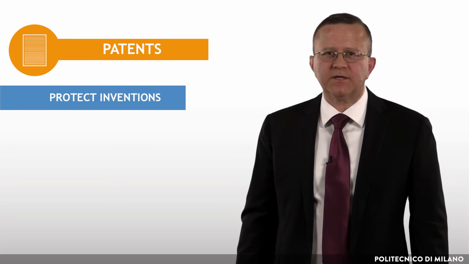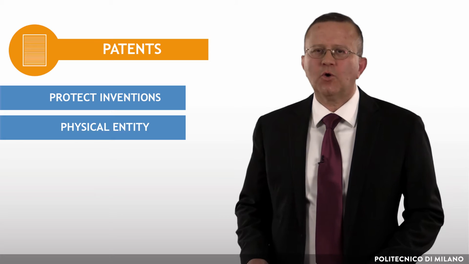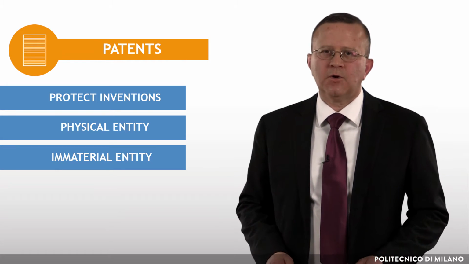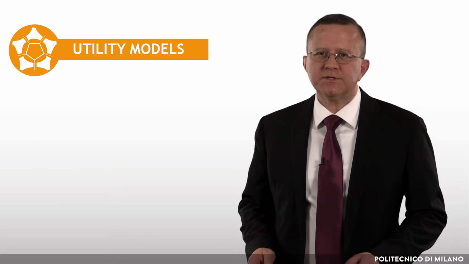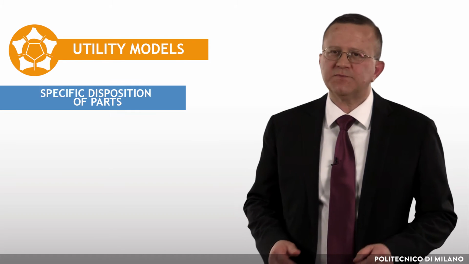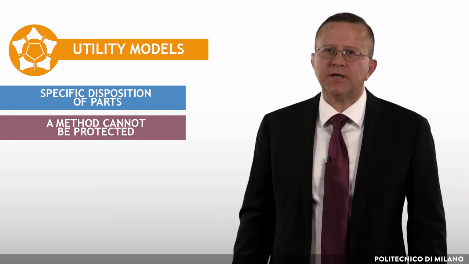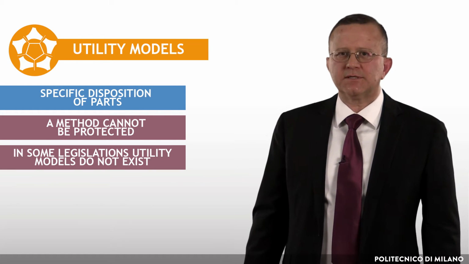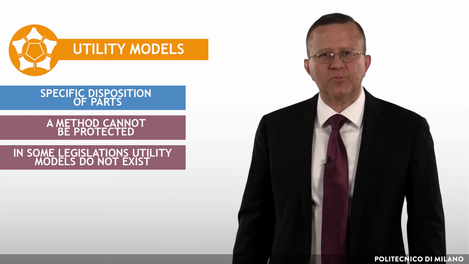Patents are used to protect inventions, which can be a physical entity like a device or a product, or an immaterial entity like a procedure or a particular use of a product. Also, utility models are used to protect an invention, but they relate to some inventions in which a particular effectiveness or ease of use is achieved by a specific disposition of parts. So, for instance, a method cannot be protected using a utility model. In some legislations, like for instance the European Patent Convention, utility models do not exist and they are incorporated into patents.